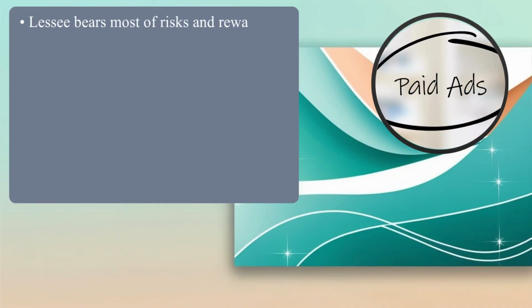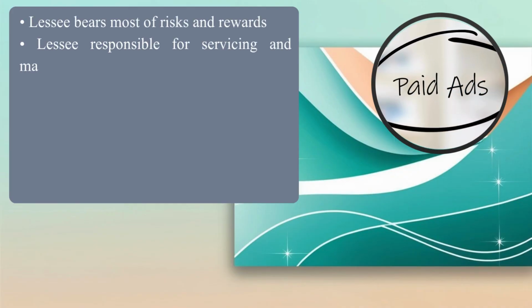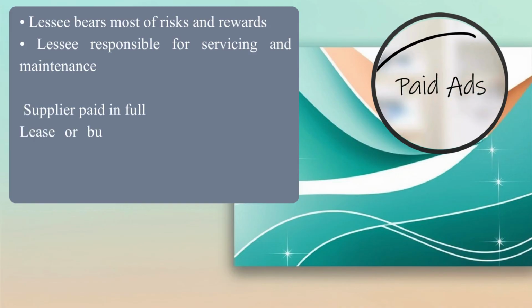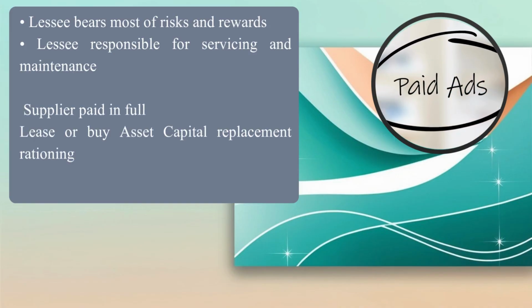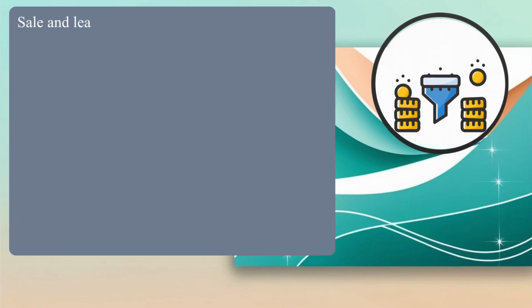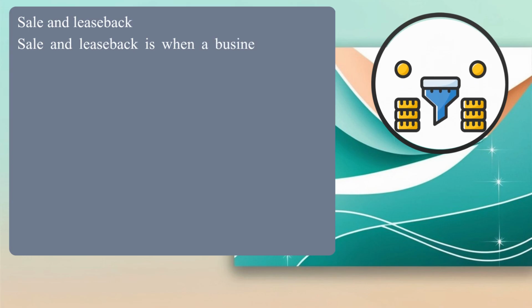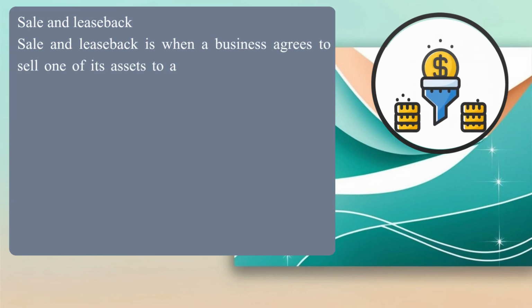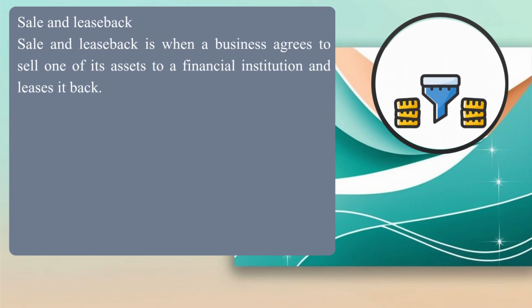Finance lease: the lessee bears most of the risks and rewards. The lessee is responsible for servicing and maintenance. The supplier is paid in full. Lease or buy, asset capital replacement, rationing. Sale and leaseback is when a business agrees to sell one of its assets to a financial institution and leases it back.